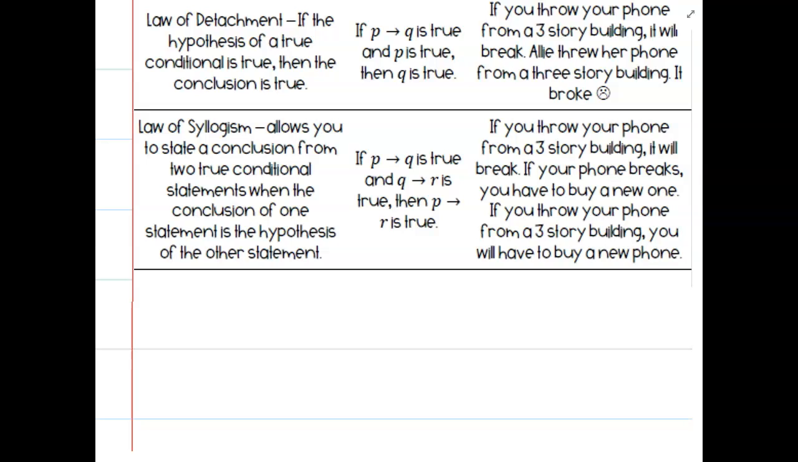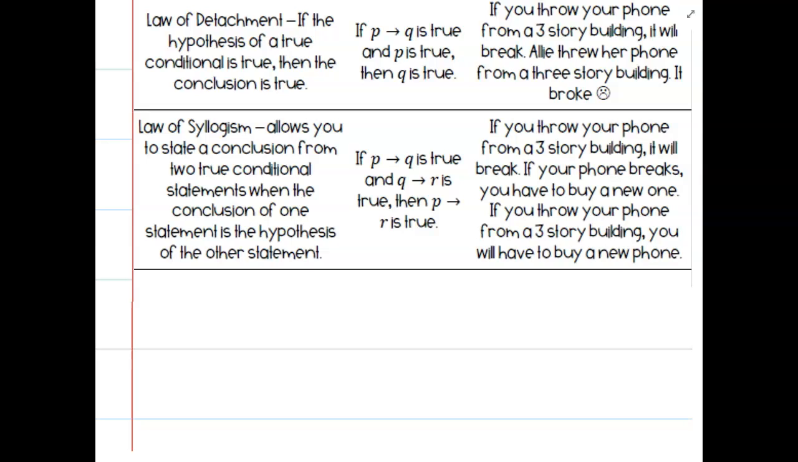Now, you have to pay special attention when you're trying to do the law of syllogism. For the law of syllogism, you have to have the hypothesis and then the conclusion. That conclusion has to be the hypothesis for the next statement. So it should match in the middle. And then you have your final conclusion if you want to connect the first statement with the last statement.